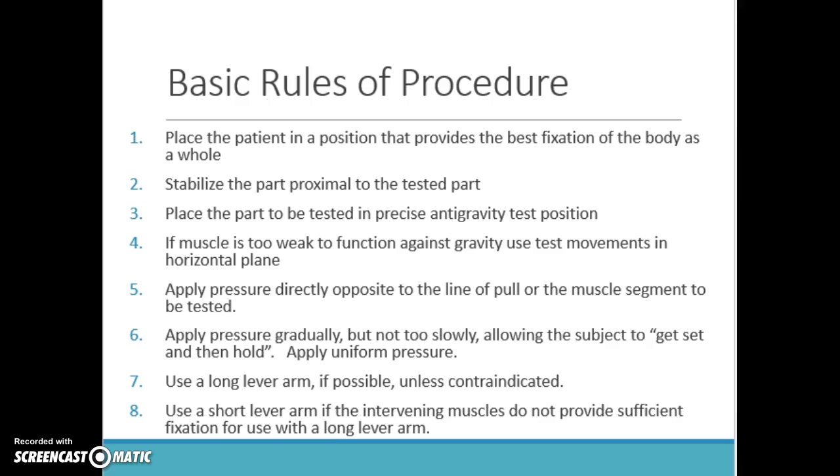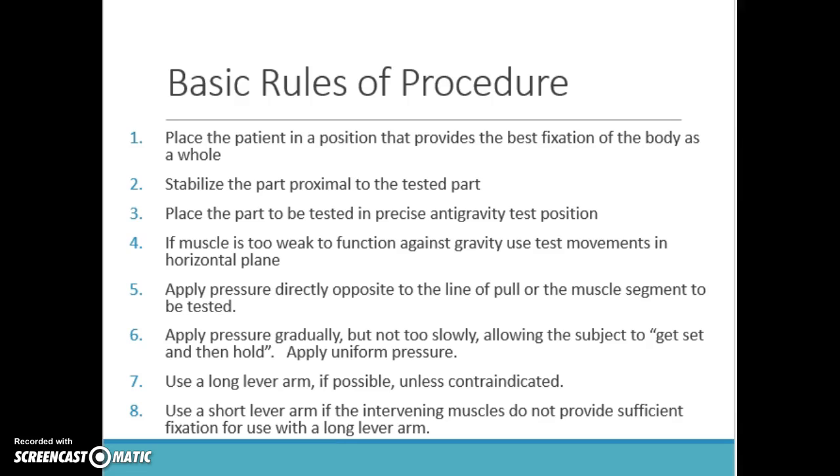I'm going to talk about the basic rules of procedure for performing manual muscle testing. First, the patient must be positioned in a position that provides the best fixation of the body as a whole. This is usually prone, supine, or side-lying. Secondly, the proximal part needs to be stabilized.